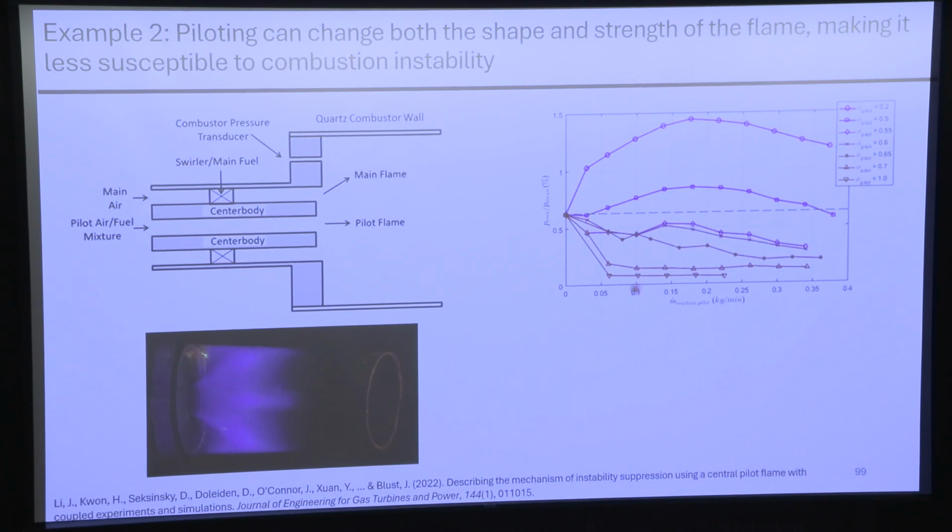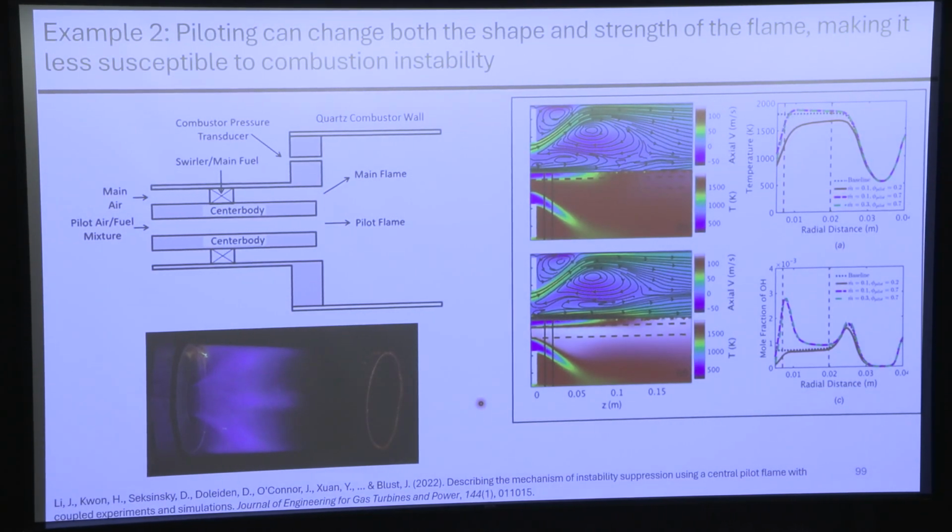And one of the big findings out of this, you know, a lot of people are like, I don't really want a rich pilot because that's just a NOx factory. You don't need a whole lot of pilot flow in order to really suppress the instability. And so this was a beautiful data set that Ji-Hung published. And then my colleague Yuan Xuan and I picked it up.